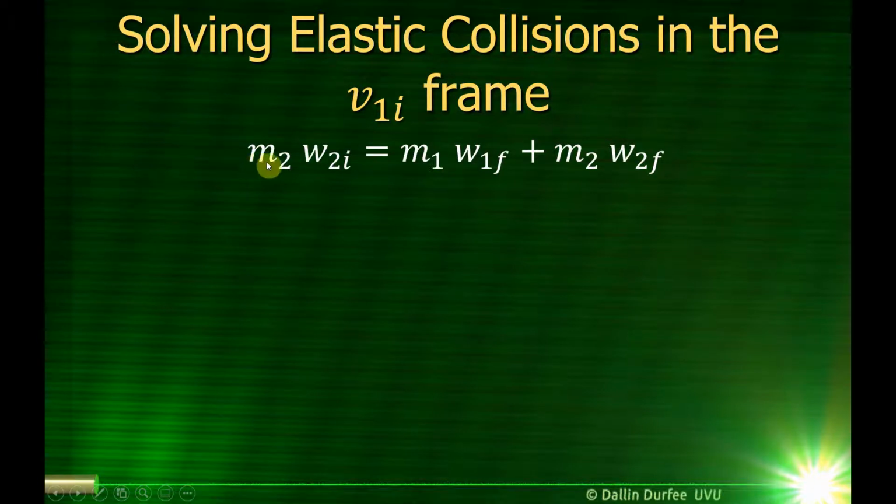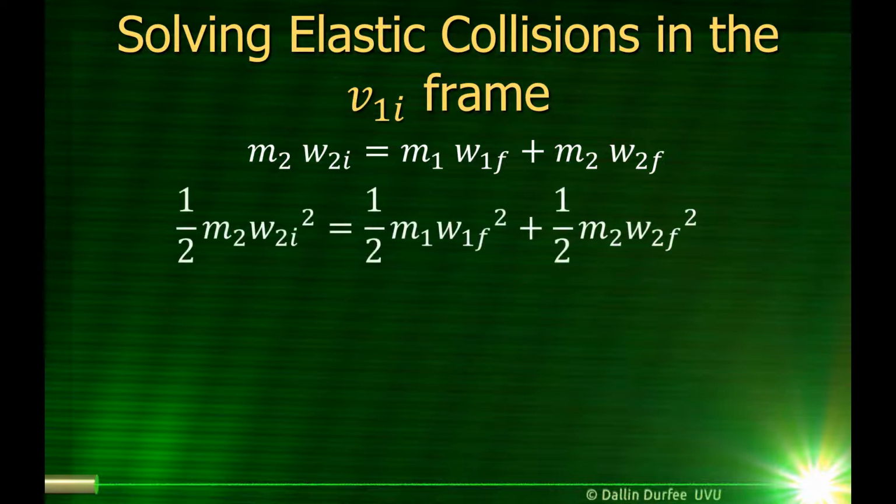So the momentum equation is just mass 2, initial velocity 2 equals mass 1, final velocity 1 plus mass 2, final velocity of 2. All right, and there's our momentum equation. The kinetic energy equation is similar. Once again, we went into a reference frame in which the initial velocity of the first object was 0, so there's no kinetic energy term for the first object on the initial side. All right, but then we have the initial kinetic energy of object 2, and that's equal to the final kinetic energy of object 1 plus the final kinetic energy of object 2.